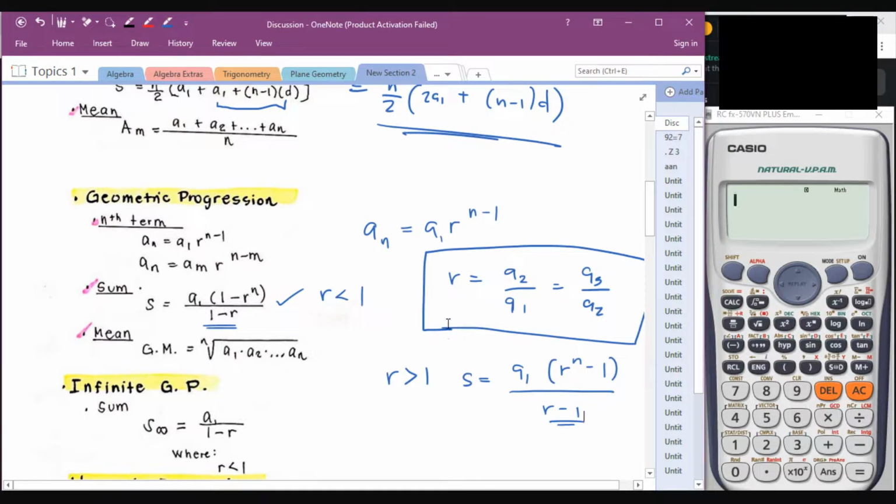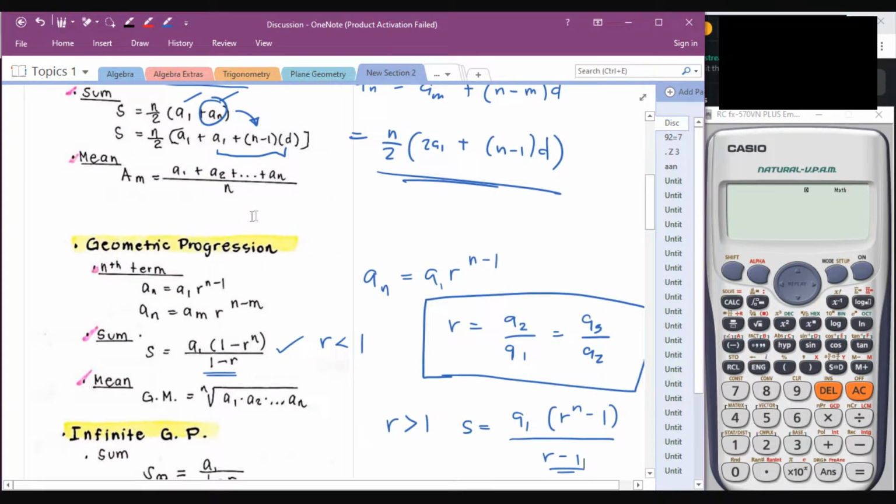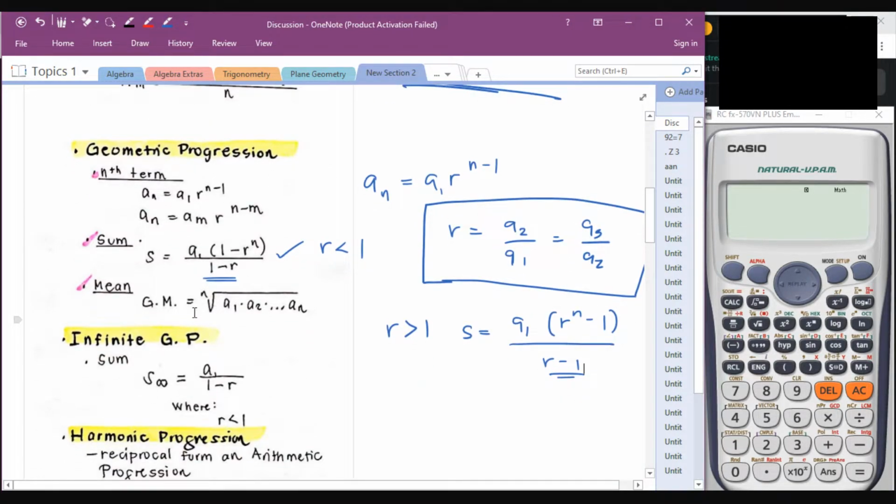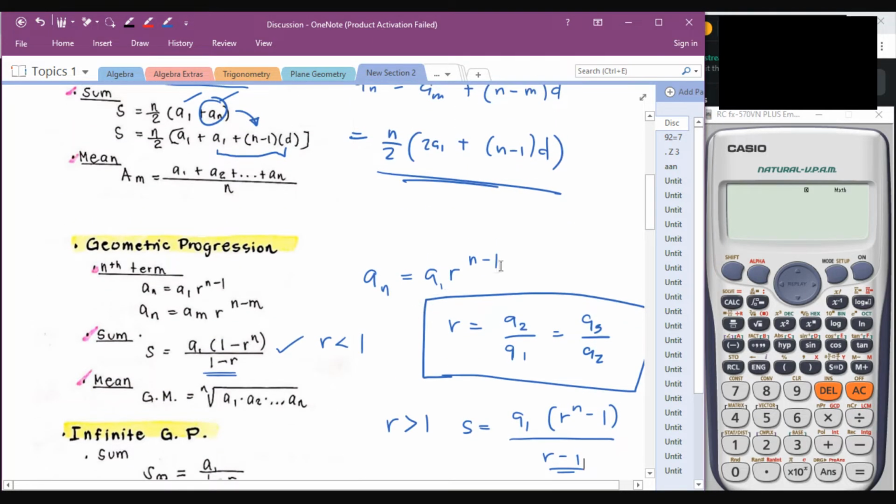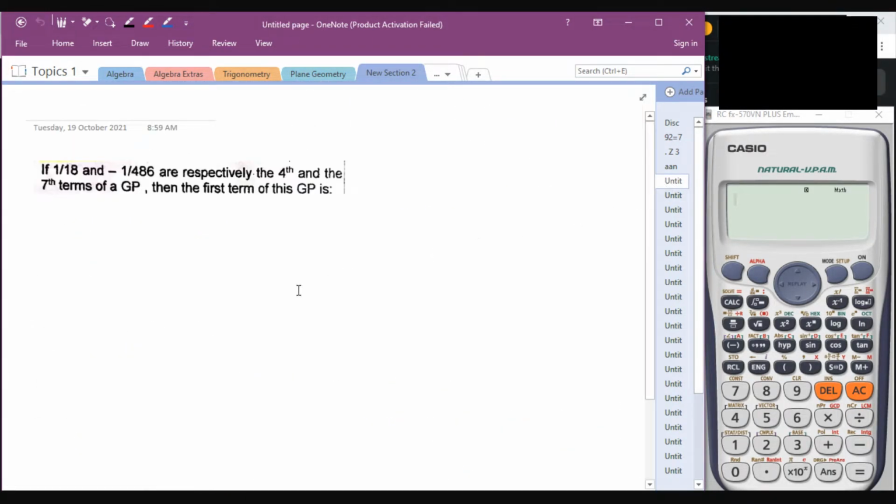Now, if you are asked for the geometric mean and arithmetic mean, for the arithmetic mean, you have the total. Total all the terms in your arithmetic progression and divide by the number of total terms. It's the same for the geometric mean. For the geometric mean, take the product of all the terms and then take the root based on the number of terms that you have. Okay? That will be your geometric progression.